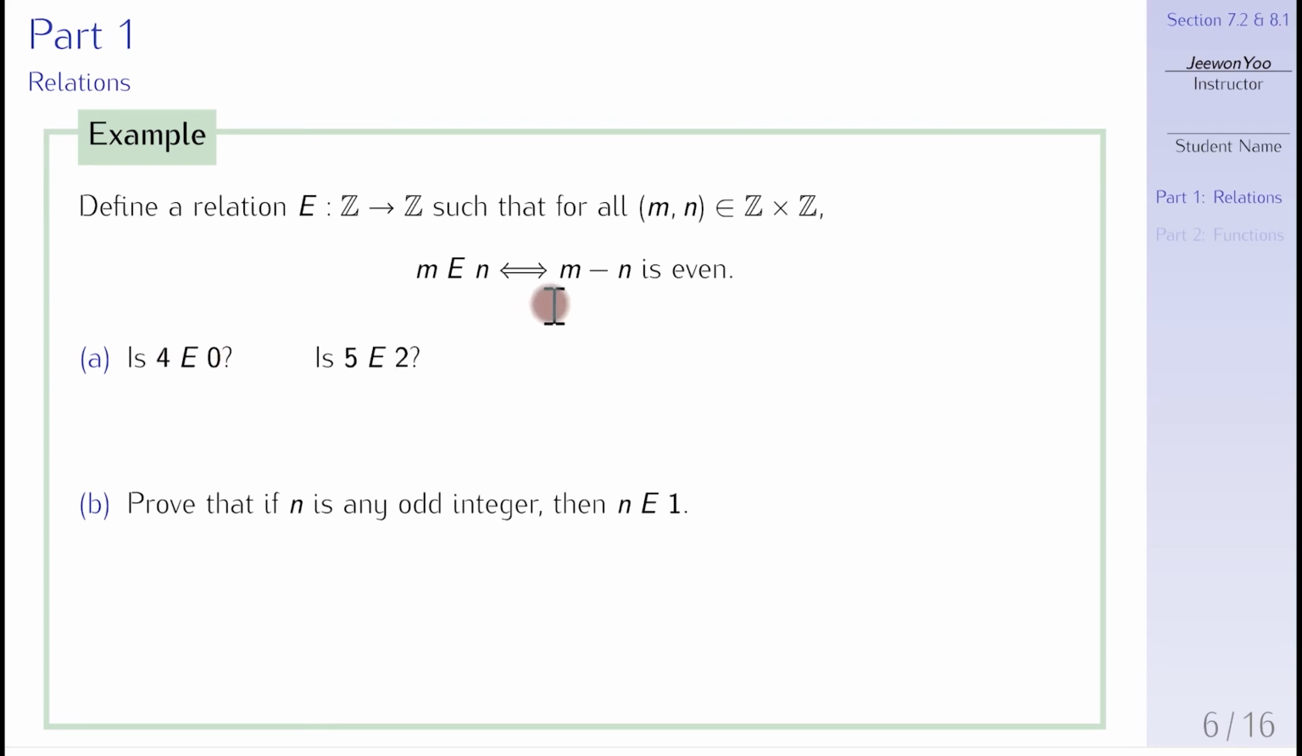4 E 0 is the same as saying that 4 minus 0 is even. Is it true or false? If you said true, then you're correct. 4 take away 0 is, of course, even. How about this? Is 5 E 2? No. So in other words, 5 is not related to 2. Okay.